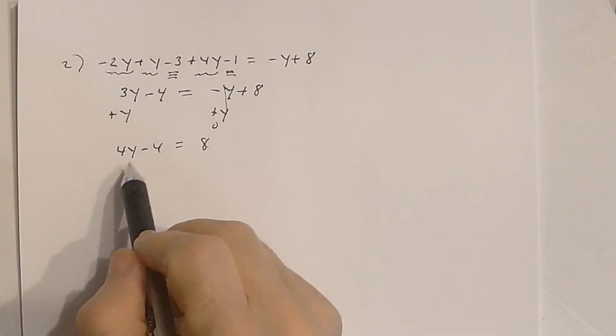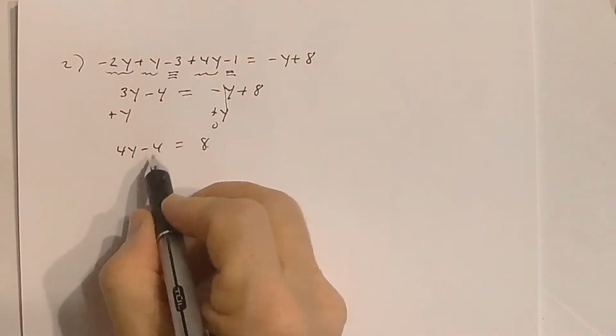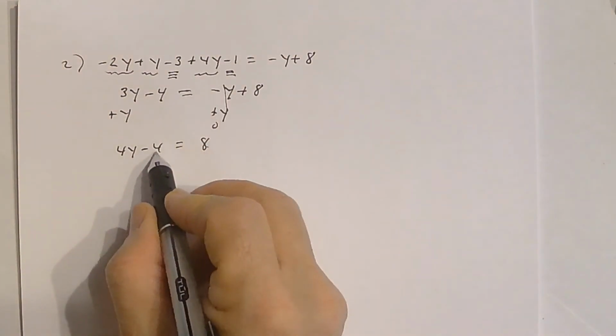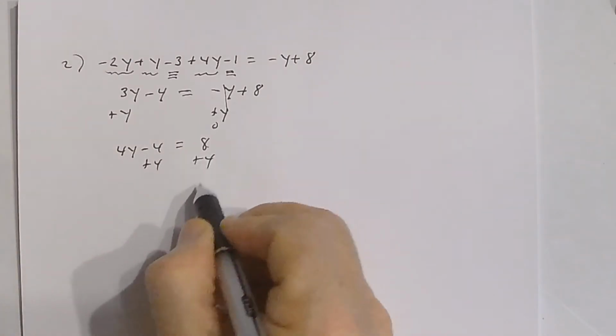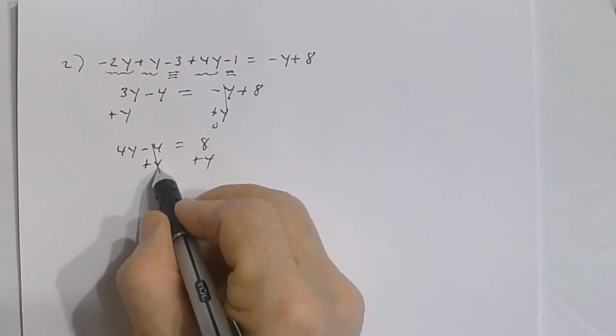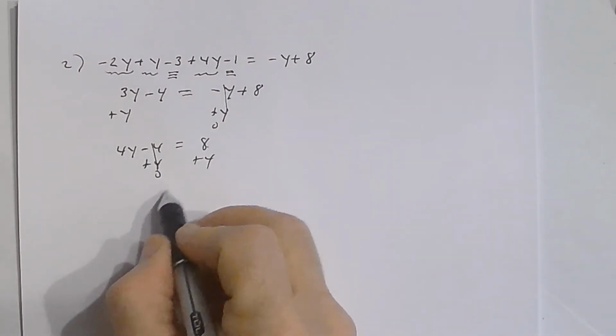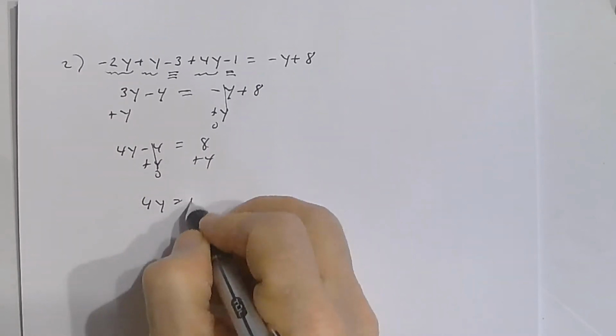Okay, now the next step, since I brought all the variables to one side, so you see I only have the variables on one side now, but I have constants on both sides. So what you want to do is, since I'm subtracting 4, the opposite of subtracting 4 is to add 4. So let's go ahead and add 4 to both sides, and then let's combine like terms. So negative 4 plus 4 is 0. So I get 4y plus 0 is 4y, and then 8 plus 4 is 12.